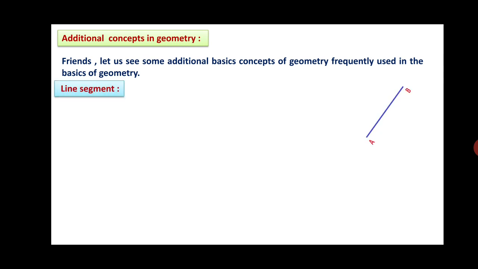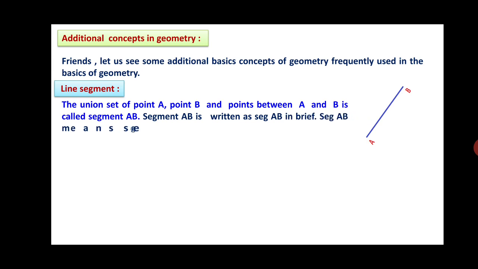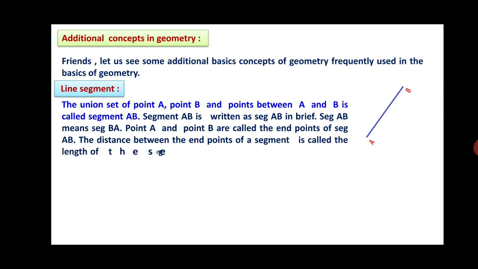The first one is the line segment. You can see in the adjoining figure segment AB, shown in blue color. The union set of point A, point B and the points between A and B is called segment AB or line segment AB. Segment AB is written as seg AB in brief. Seg AB is the same as seg BA. Point A and point B are called the endpoints of segment AB. The distance between the endpoints of a segment is called the length of the segment. That is, l(AB) is equal to the distance between A and B. Suppose length AB is 5, that can also be written as AB = 5.